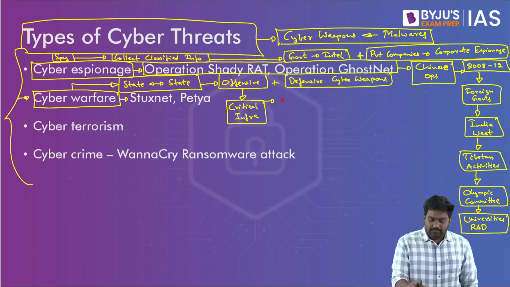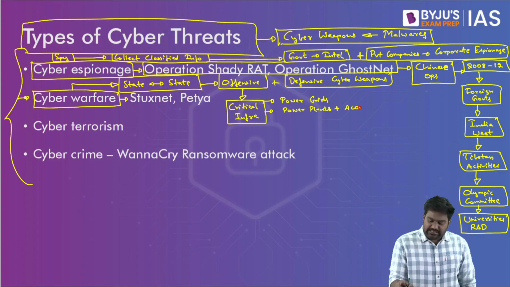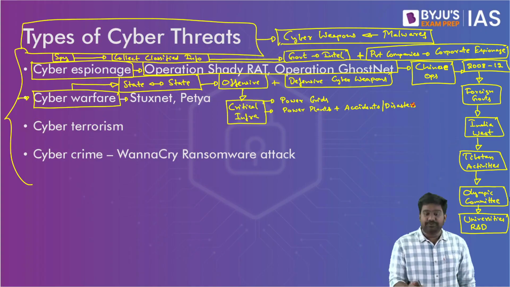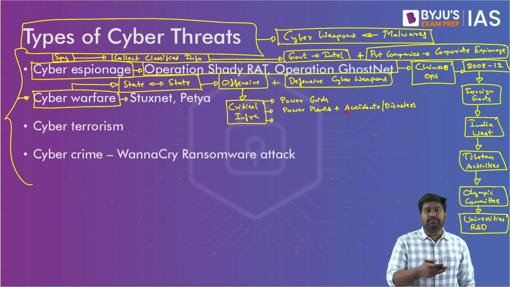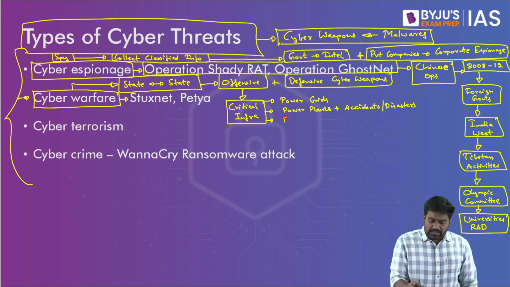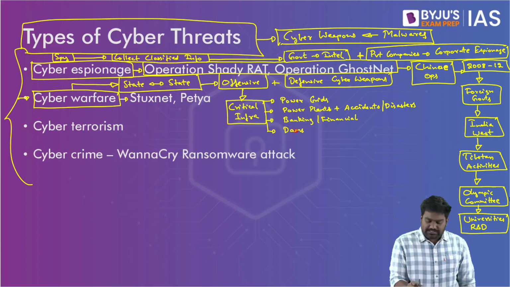You can target power grids. You can destroy power plants. You can cause accidents and disasters to happen in hazardous industries, right? For example, nuclear plants can be damaged through a cyber attack. You can cause air crashes to happen, train accidents to happen. You can bring down the banking financial system completely, collapsing the economy of the country, right? You can cause a dam to break or burst open.